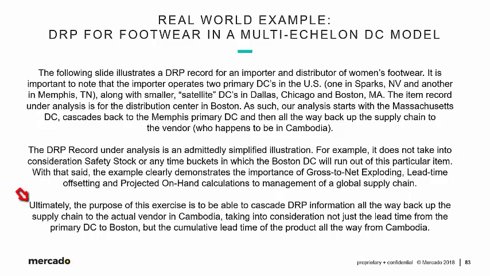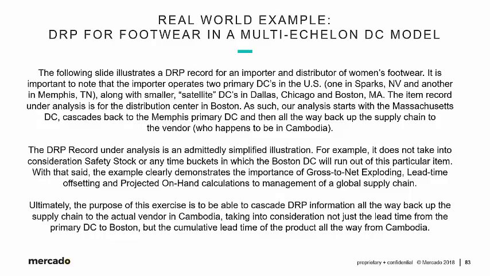Ultimately, the purpose of this exercise is to be able to cascade DRP information all the way back up the supply chain to the actual vendor in Cambodia, taking into consideration not just the lead time from the primary DC in Memphis to Boston, but the cumulative lead time of the product all the way from Cambodia. Clearly, purchasing plays a huge role in this because they're the ones that have to place the POs on the Cambodian vendor to make sure the stuff not only gets to Sparks, Nevada and Memphis, Tennessee, but also to Dallas, Chicago, and Boston. Based on what? Forecasted demand and adjustments based on actual demand.